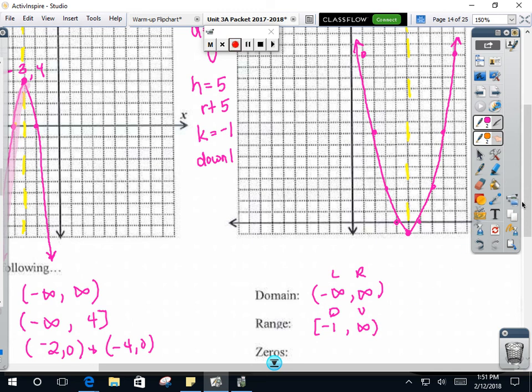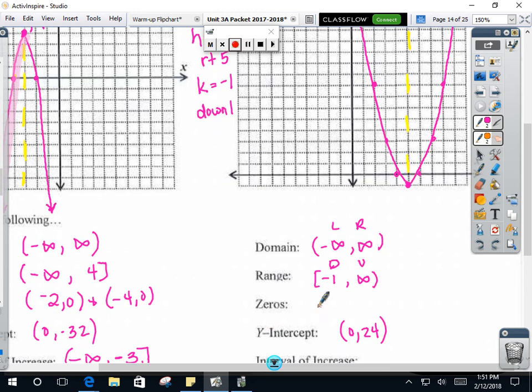Okay, zeros is just another word for x-intercepts, and we have 2 of them, and where are they located? (4, 0) and (6, 0).